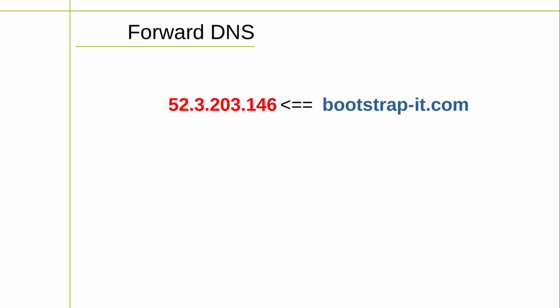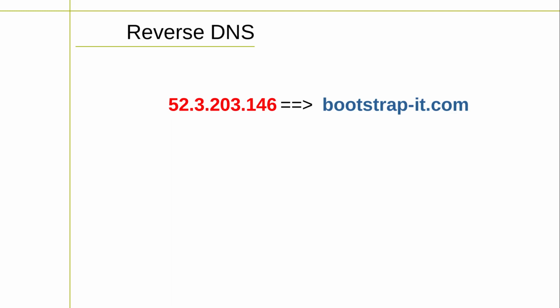Forward DNS refers to the process of converting a domain name, such as www.example.com, into an IP address, such as 192.0.2.1. Forward DNS is used by clients to resolve domain names to IP addresses so that they can access websites, email servers, and other network services.